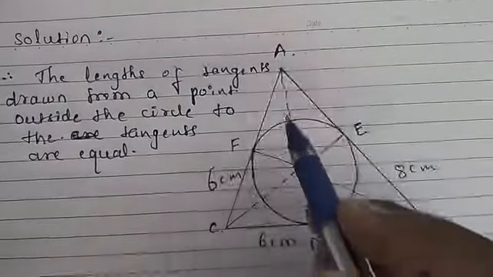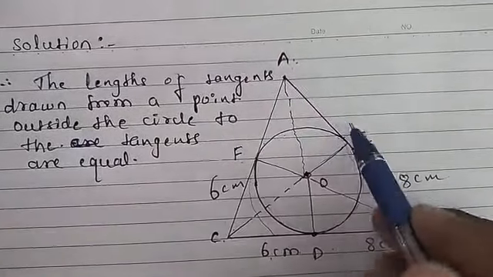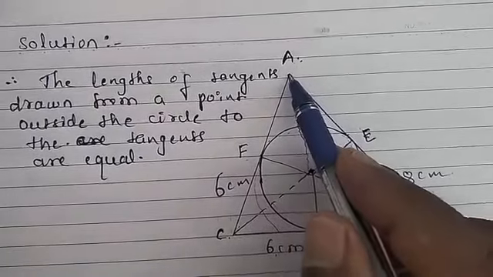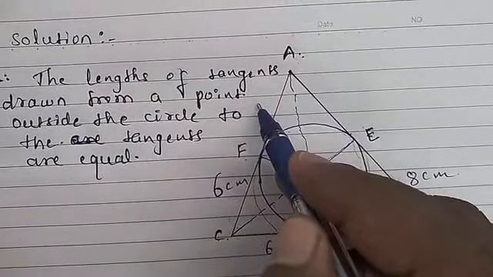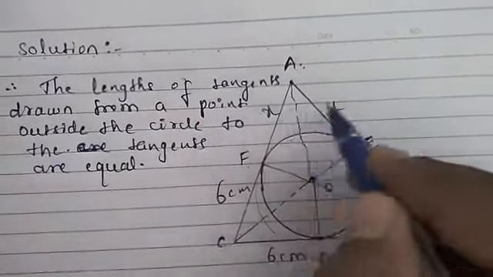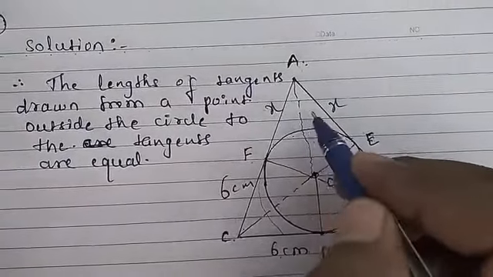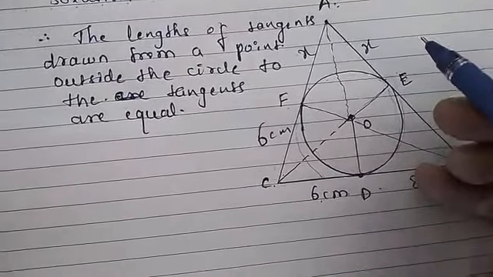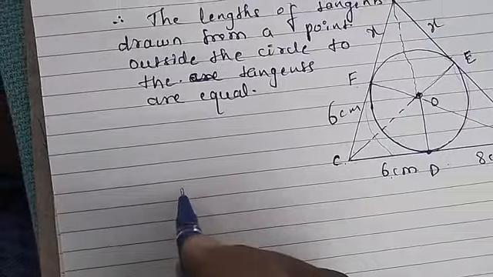Then similarly, see, EF and EA are equal because these are the two tangents from the external point A. So this is unknown. So this is X and this is also X because both are equal. So you have to take the unknown variable X. Clear? Now see, you have to write here down.